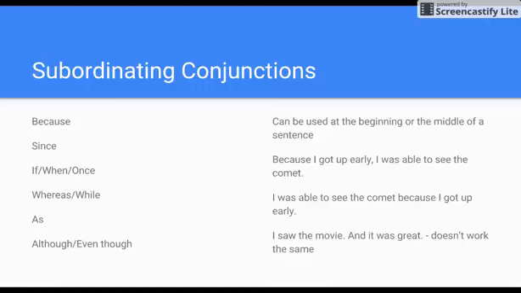We have since, which in this case means the same as because. And then we have if, when, and once, which kind of all mean the same thing. And then whereas and while, which are used as contrast words, like although and even though also are contrast words. As can also be used as a synonym of because. This is a little bit more common in British usage than in American usage.